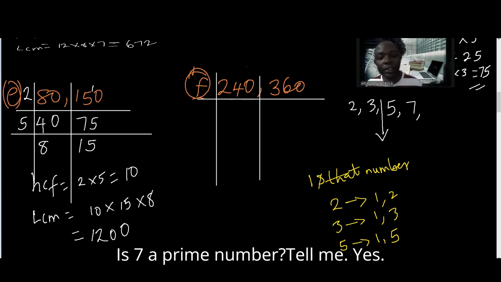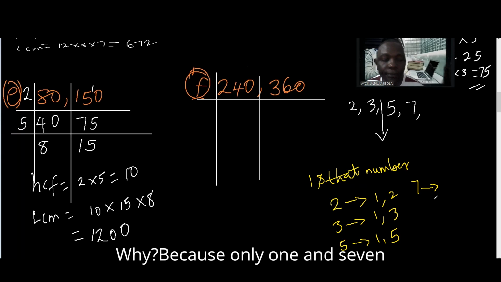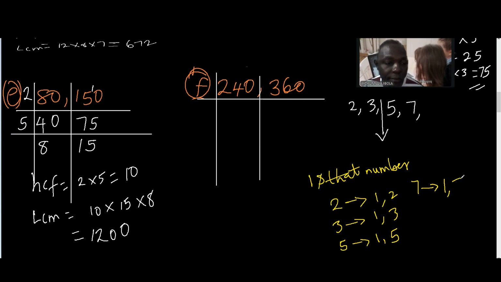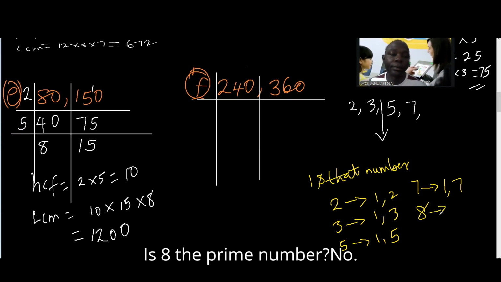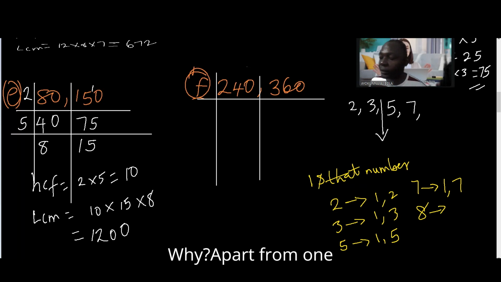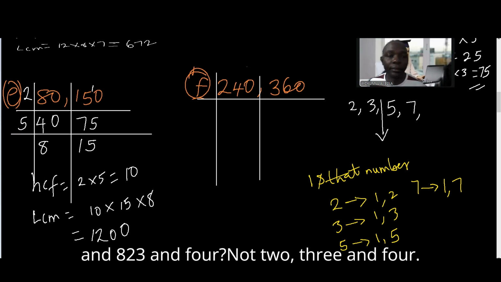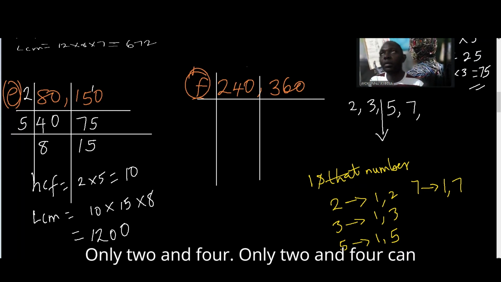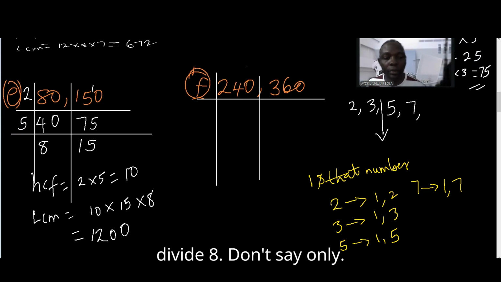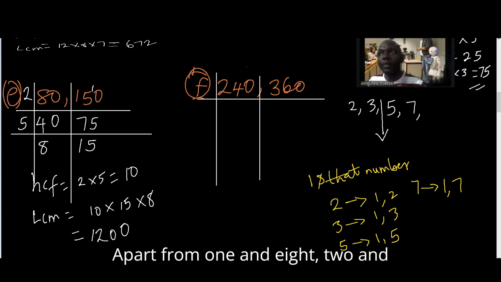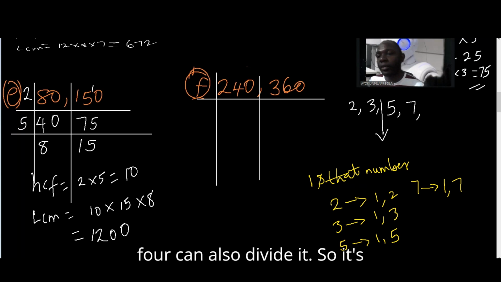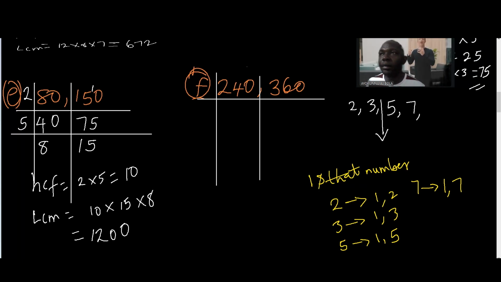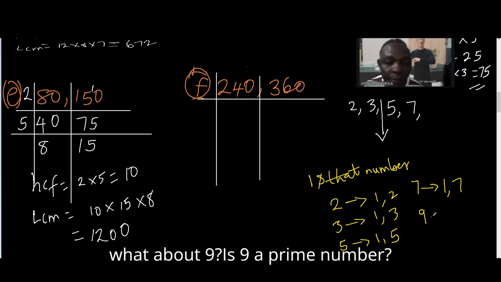Is 7 a prime number? Yes. Why? Because only one and seven can divide 7, right? Is 8 a prime number? No. Why? Only two and four can divide eight. Don't say only. Apart from 1 and 8, 2 and 4 can also divide it. So it's not a prime number. Okay? What about 9? Is 9 a prime number?